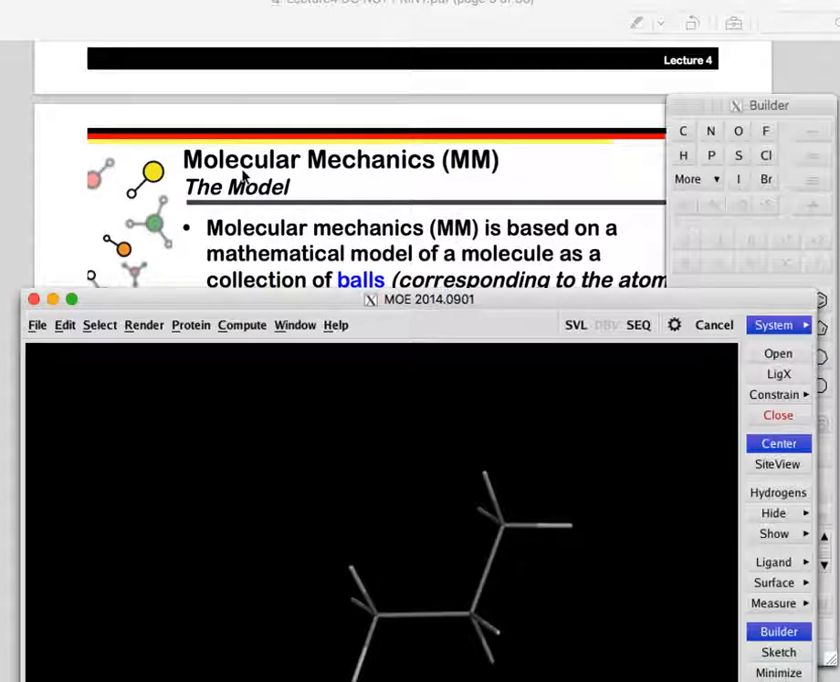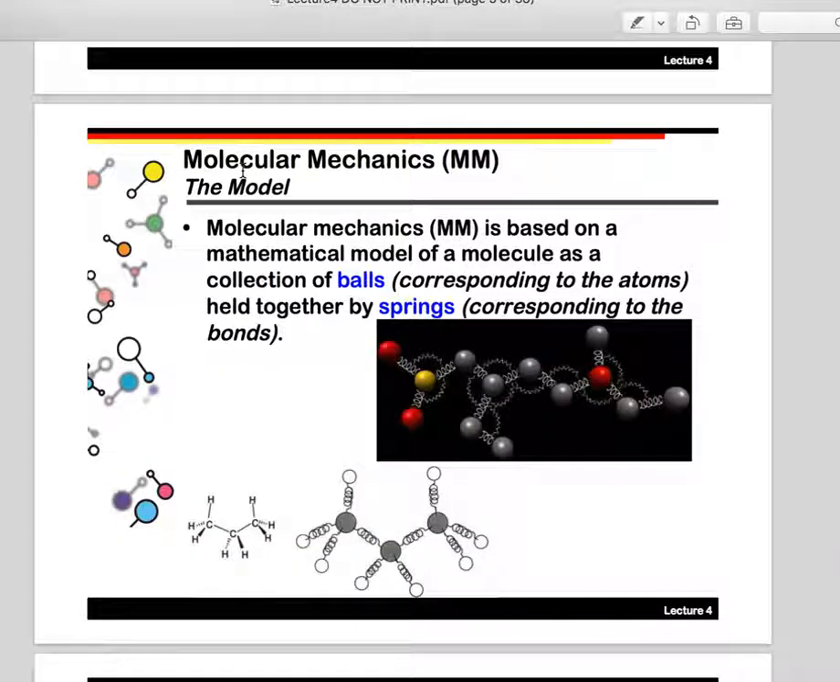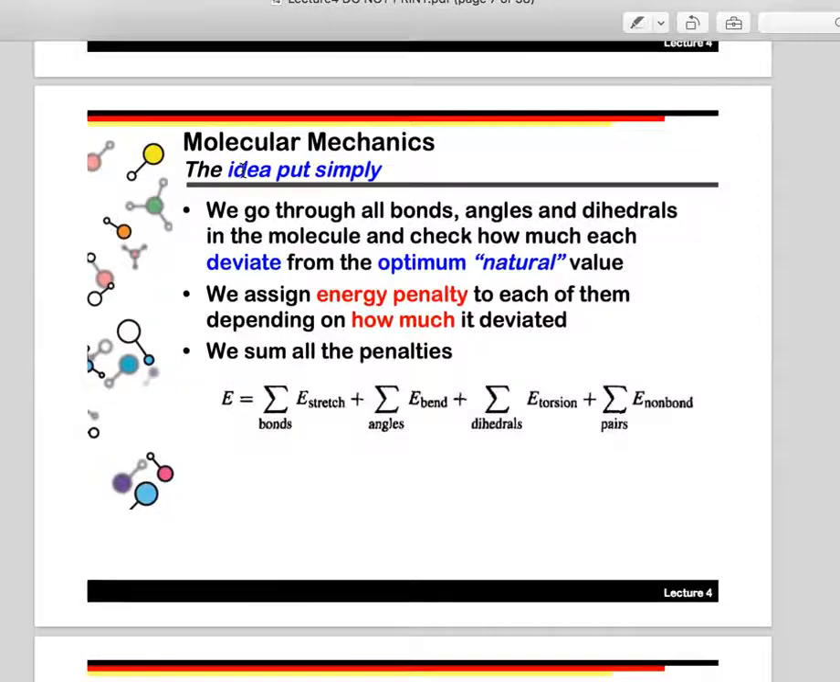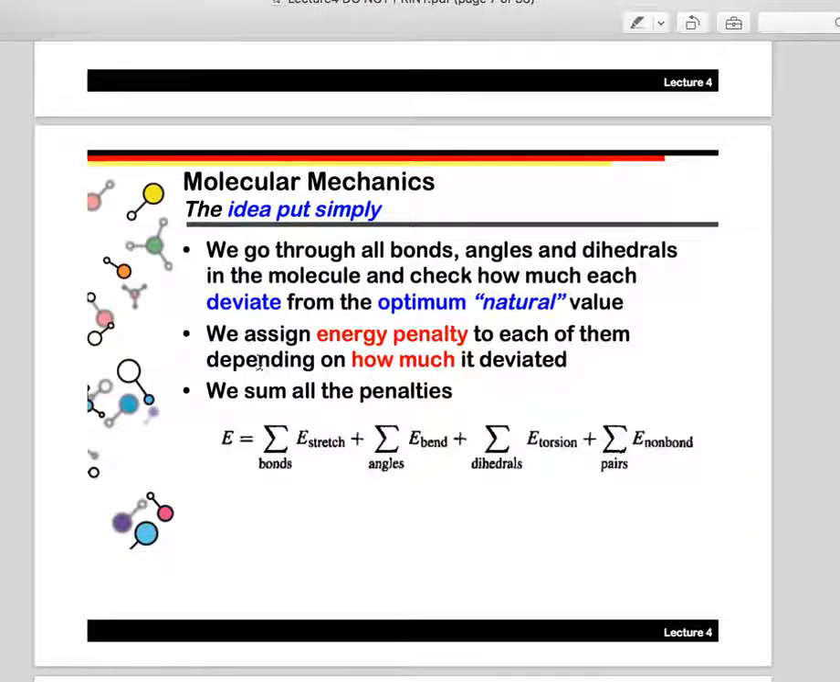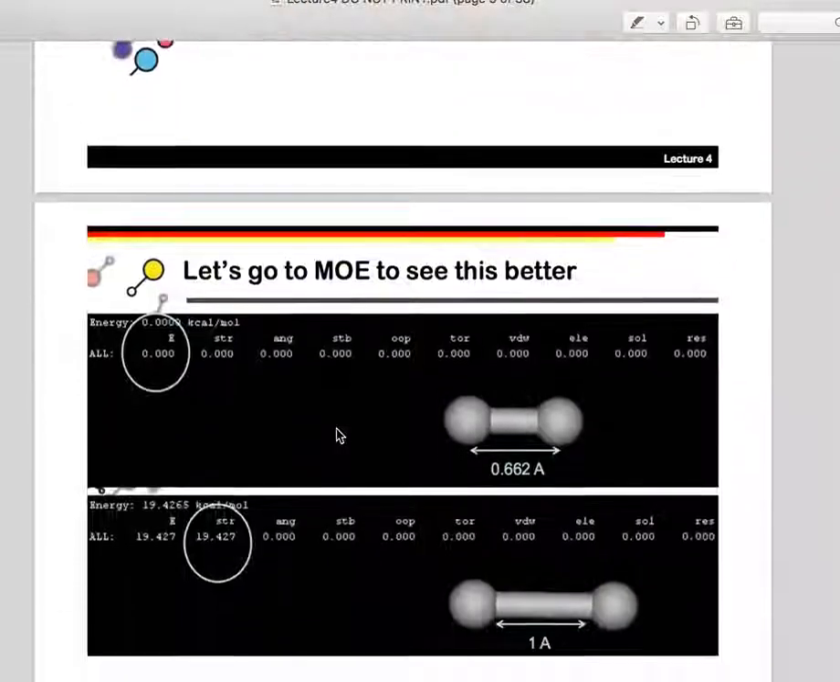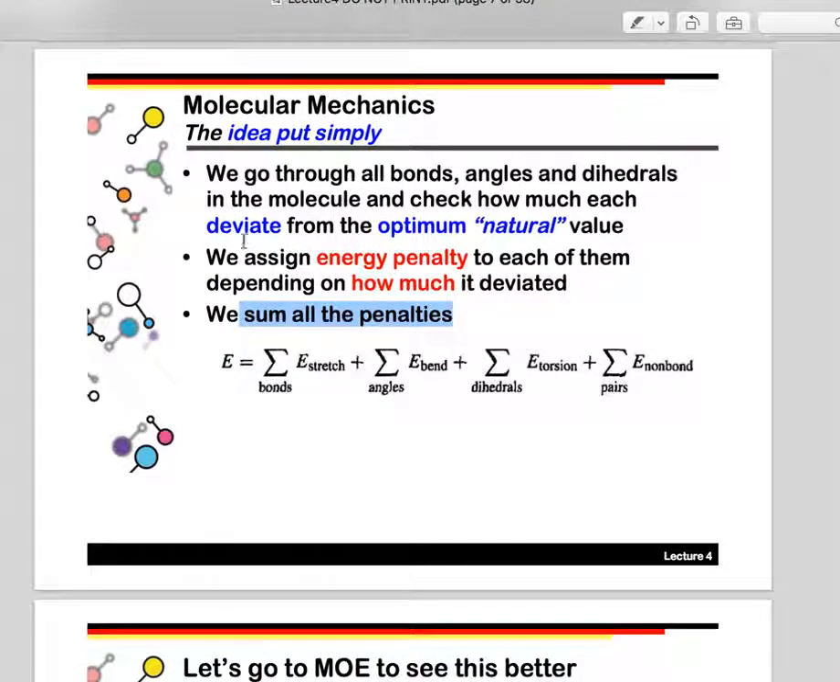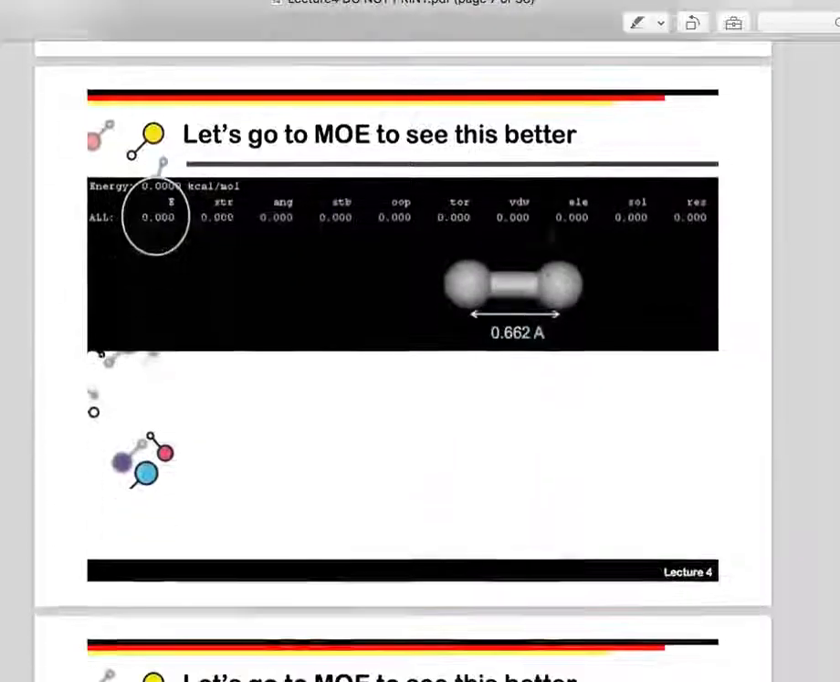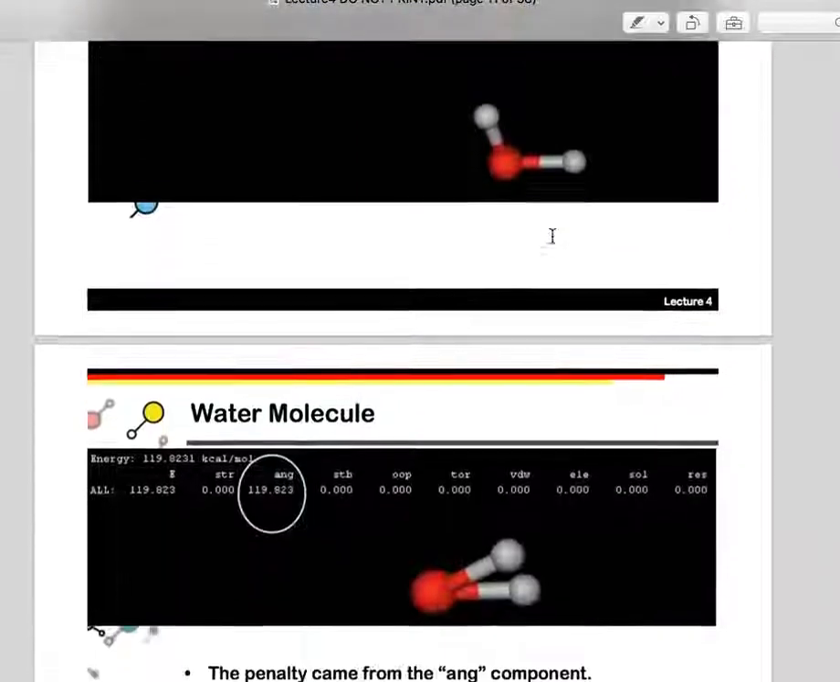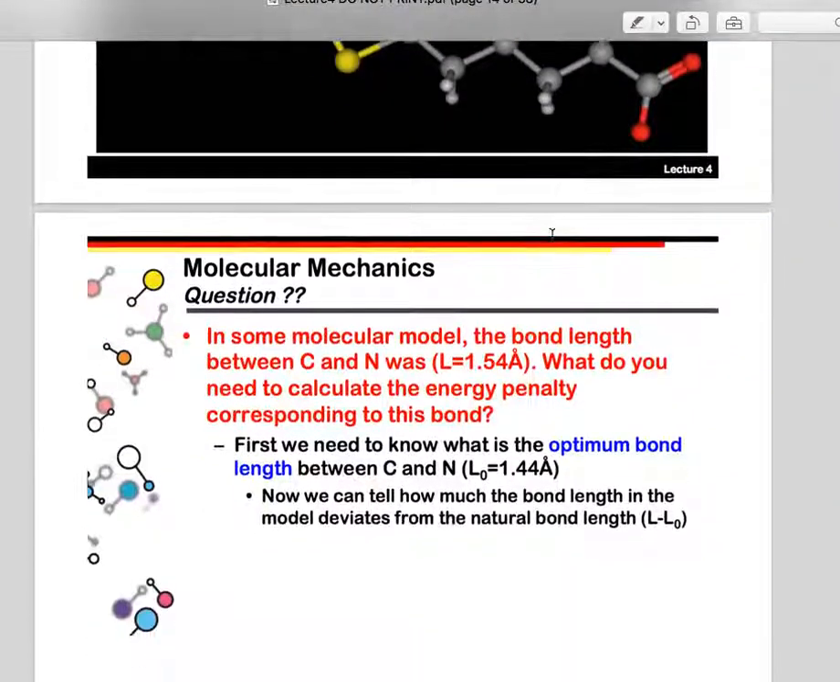Okay, so that's the first part. The important part that I want you to know is that there is an associated penalty. We assign an energy penalty to each of the items, to each of the bond lengths, angles, and dihedrals. And the total energy that we get in the end is the sum of all penalties. The penalty is defined as any deviation from the optimum value.